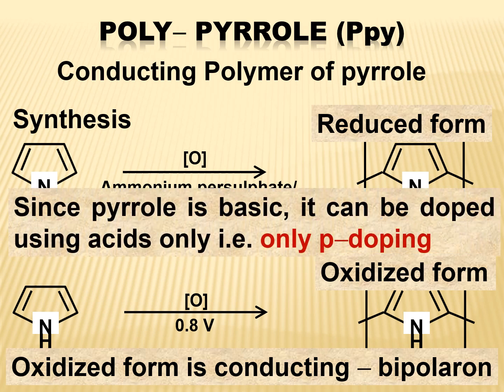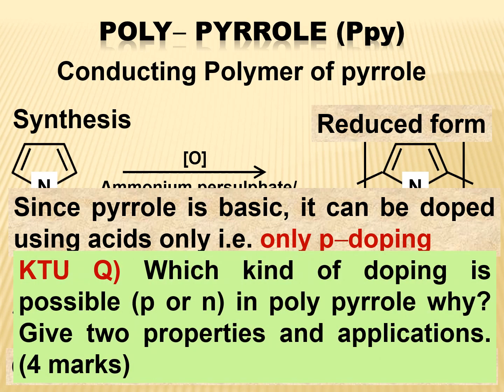Since pyrrole is basic, it can be doped using acids only. That is, only P doping is possible in the case of polypyrrole. So that is an important KTU question: which kind of doping is possible in polypyrrole and why? Only P doping is possible because pyrrole is basic, so you can use only acids for doping.